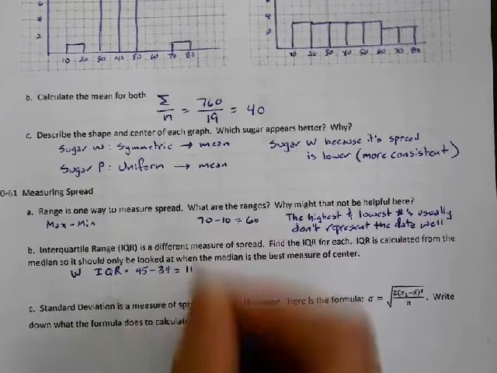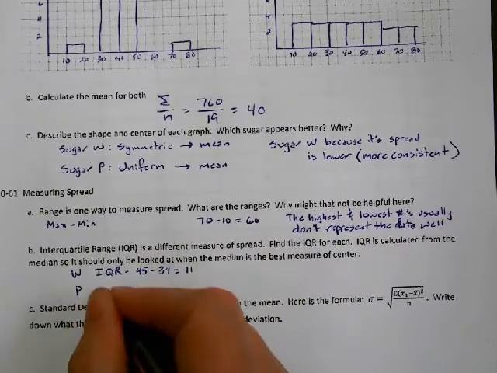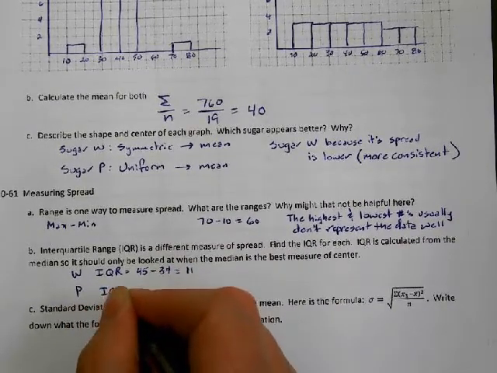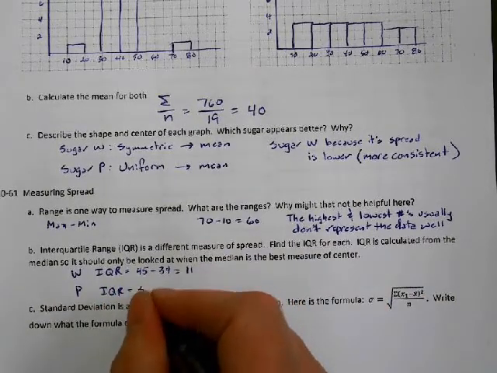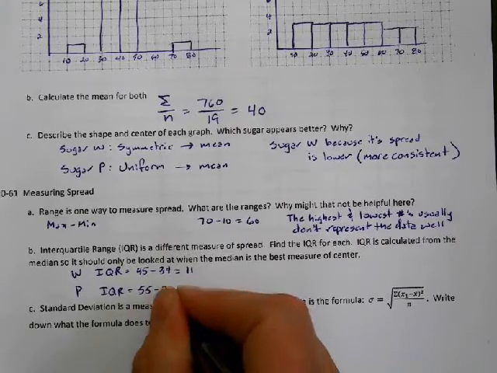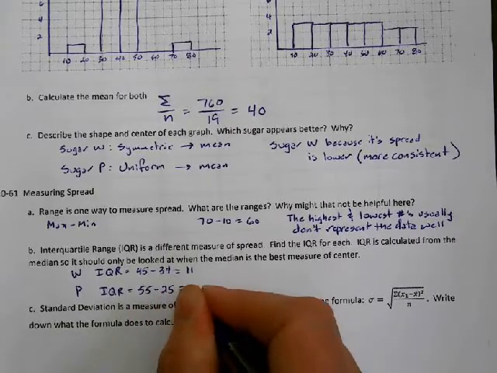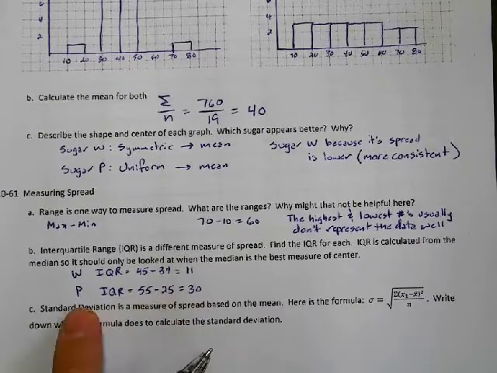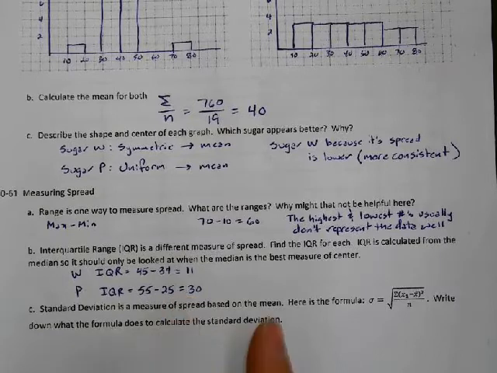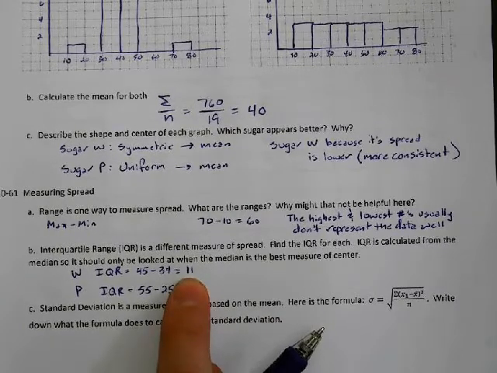For sugar P, the IQR was, Q3 was 55, Q1 was 25, so we get an IQR of 30. And we can see what the graph told us, that the spread of P was more spread apart, and the spread of W was less spread apart.